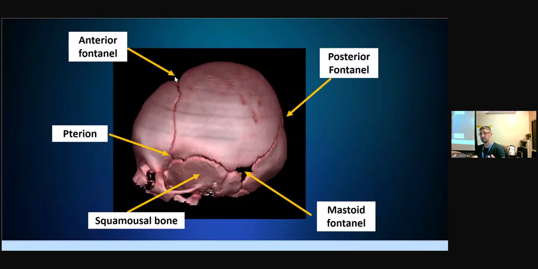So this is the anterior fontanelle, posterior fontanelle. That's the mastoid fontanelle, pterion, and the squamosal bone. It's very thin, so it allows you to scan the brain through the bone. Or even if you put your probe somewhere here, because the bone is thin, you can see the brain through it. Anterior and mastoid are routine, but you can use any defect in the skull.